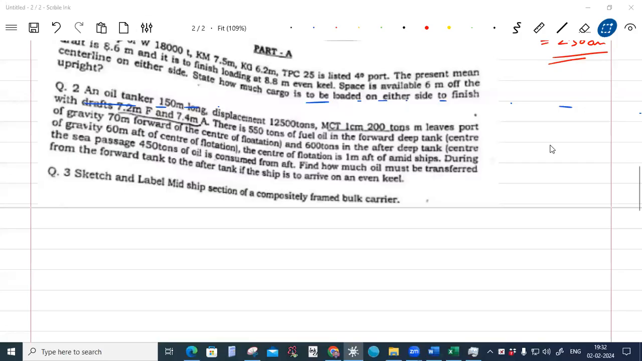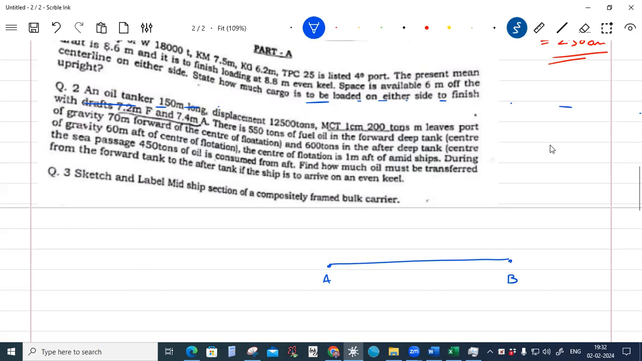So let's tackle this problem. It says an oil tanker 150 meter long. So first of all, let's draw this straight line. This is aft. This is bow. Total length 150 meter long.